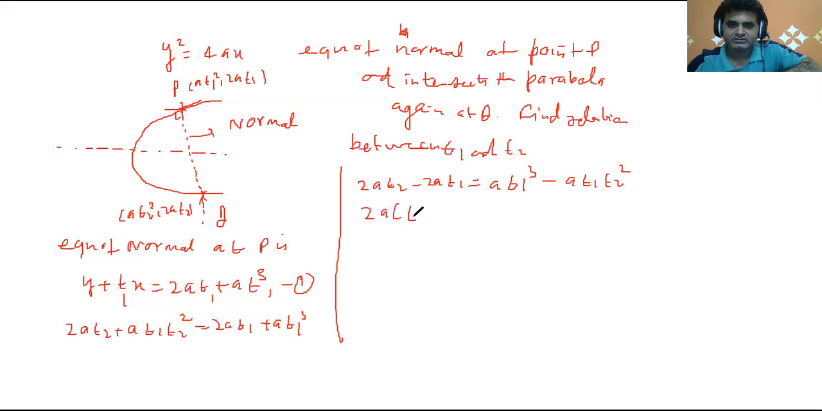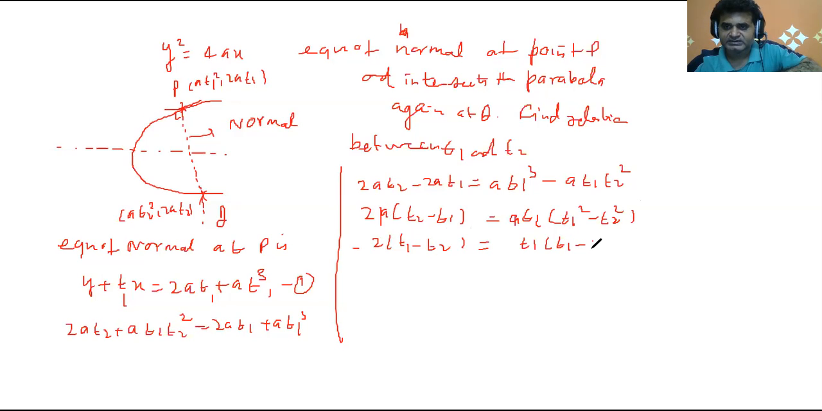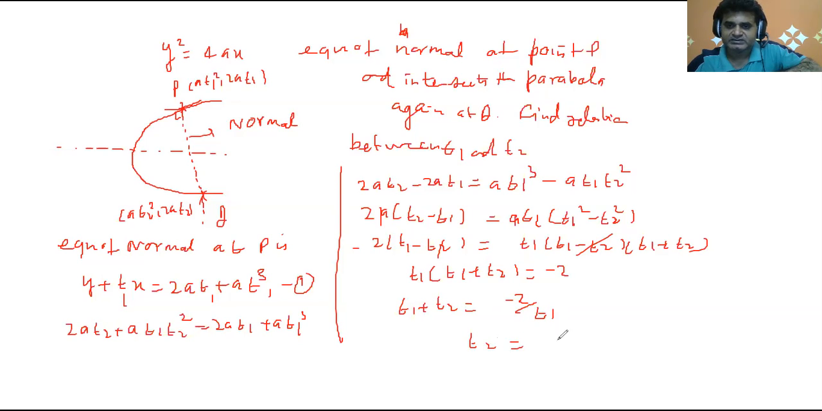So we are taking 2a common, and on the other side a t1 common, so this is t1 square minus t2 square. A and a get cancelled, so minus twice of t1 minus t2 equals t1 minus t2 and t1 plus t2. So this gets cancelled. So t1 plus t2 is equal to minus 2 upon t1. So t2 is minus t1 minus 2 upon t1.